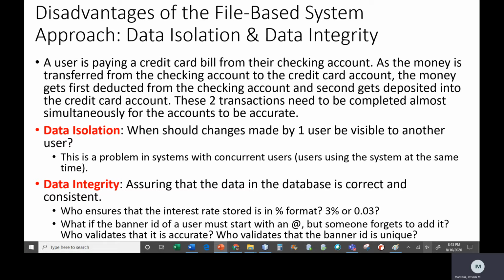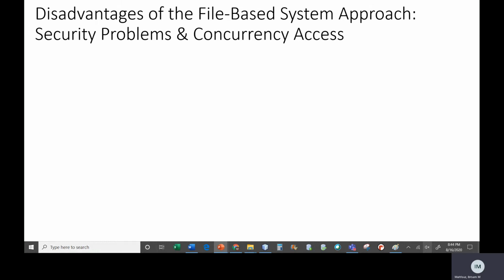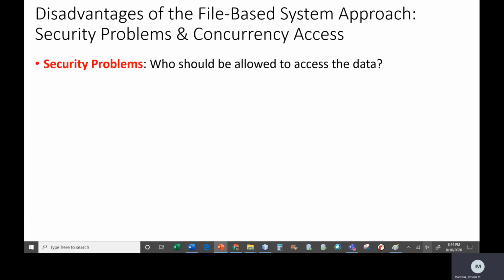At the same time, you don't want the validation to be happening by many departments, because now you have duplication of effort. So there is the question of who is going to make sure that our data is valid, who is going to make sure that data integrity is maintained. So this is another disadvantage of the file-based system when you have more than one concurrent user.